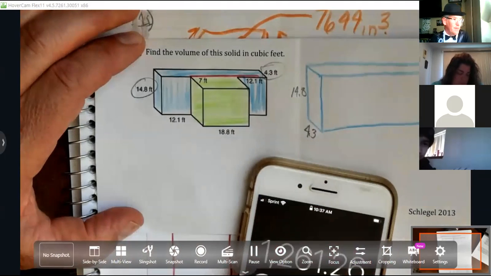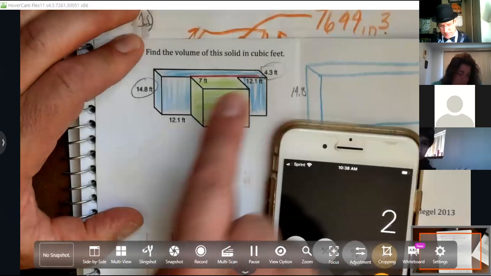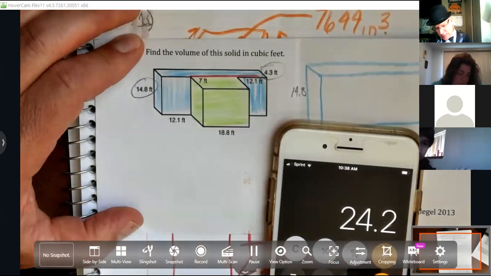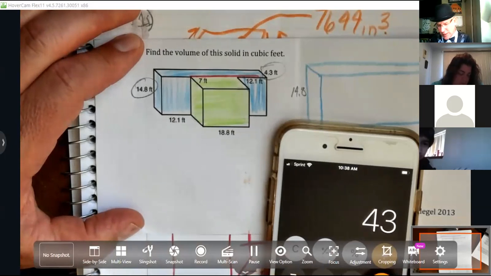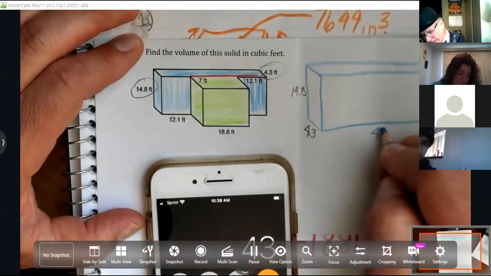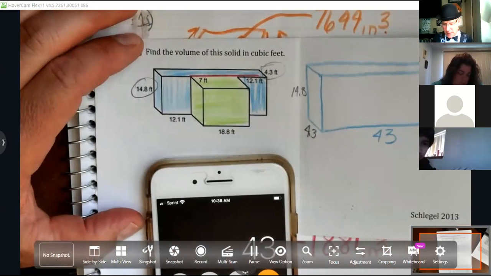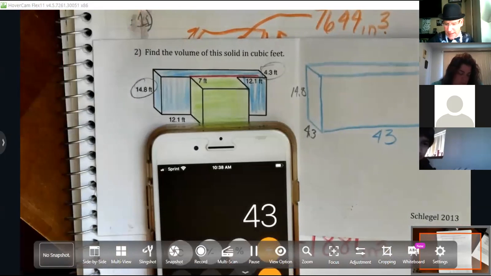So type it in. If you know what 12.1 times 2, because there's 2 of them, and then we need to add 18.8. And I have a feeling it's a nice round number, 43. So Mr. Blue is 43 across the front. Okay, and remember our units are feet here. So this is super easy to calculate the blue guy. All we do is multiply those 3 numbers.